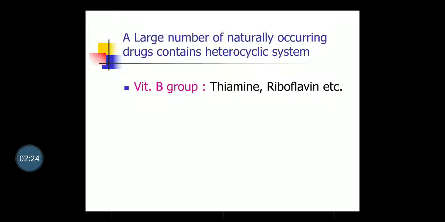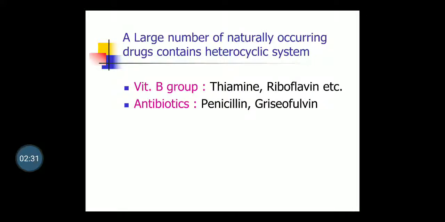We are going to see these heterocyclic rings and their structures because a large number of naturally occurring drugs contain heterocyclic systems. For example, the vitamin B group, like thiamine, which is vitamin B1, and riboflavin, which is vitamin B2. These vitamins have a heterocyclic ring in their structure. That's why we have to deal with heterocyclic rings.